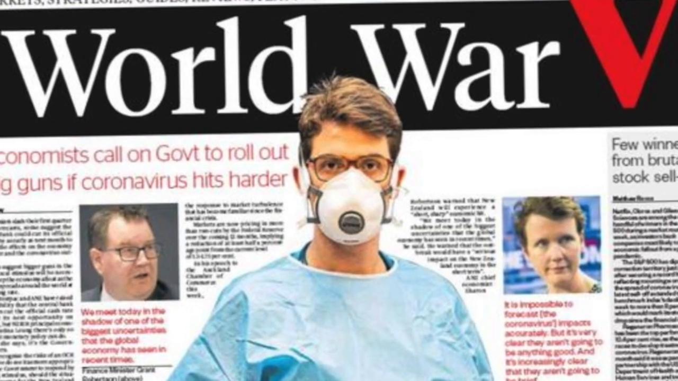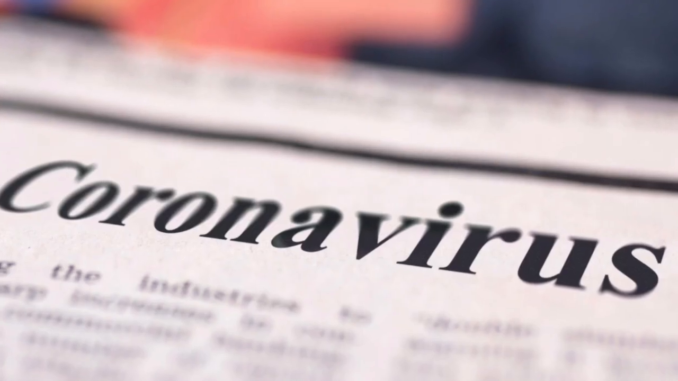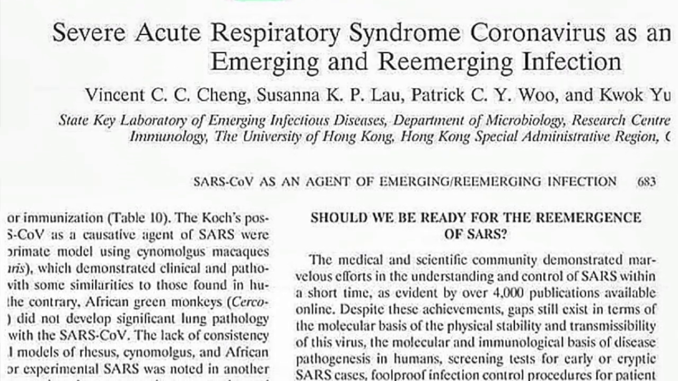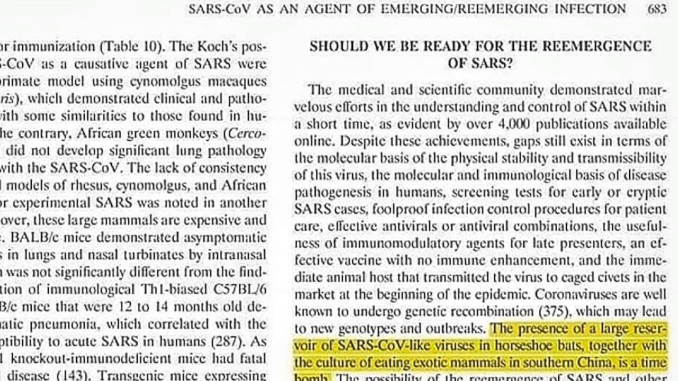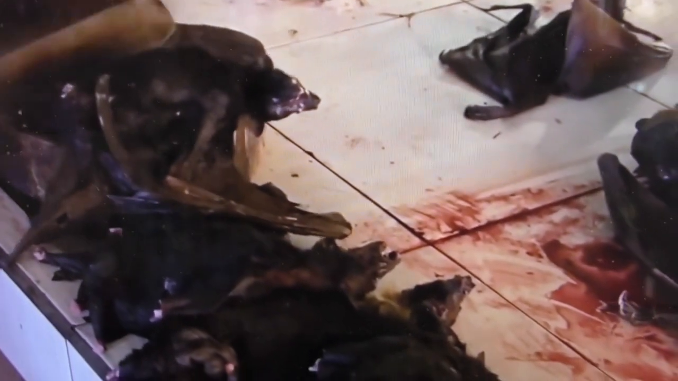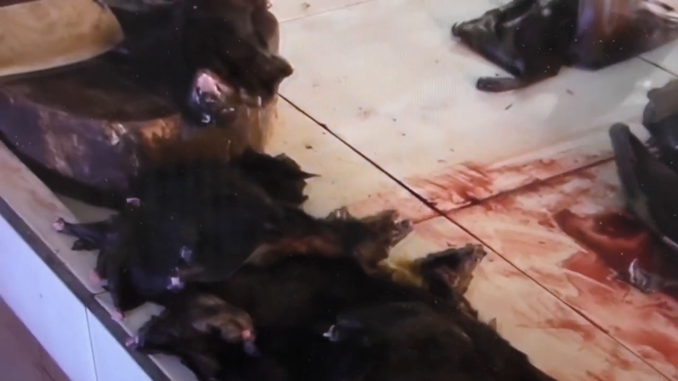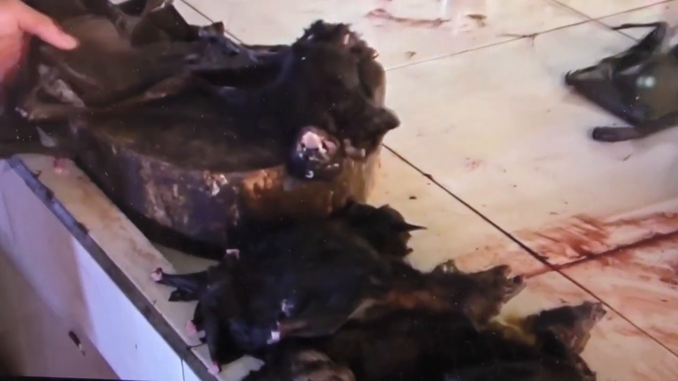Now, these viruses might seem to just pop out of nowhere overnight, but we have been warned about this potential pandemic for many years. Even today, I was reading an article from 2007 published in the American Society of Microbiology warning that bats are a natural reservoir for SARS-CoV-like viruses, and with the culture of eating exotic mammals in China, this is a potential ticking time bomb.